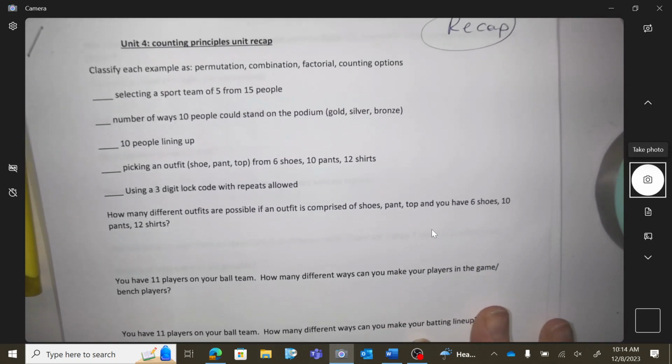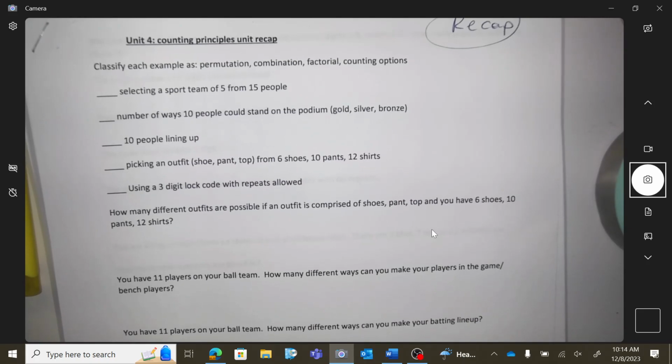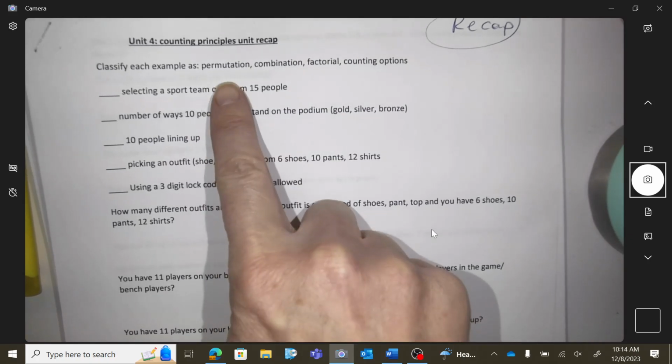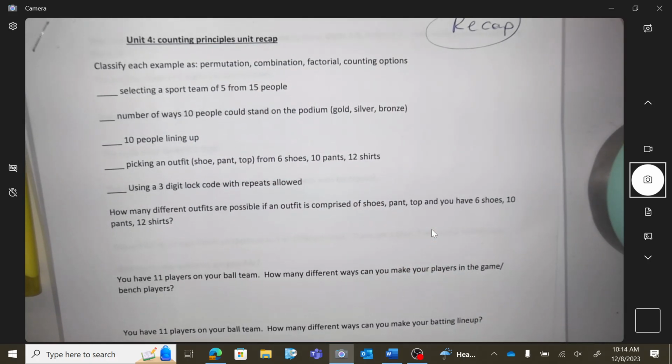Okay, so this is your recap. The first question is you just identifying what you're doing. So if you were to select a sports team, you have to pick 5 people to be on your team, and you have 15 people. So what kind of thing are you going to be doing? You want 5 people to be on your team.